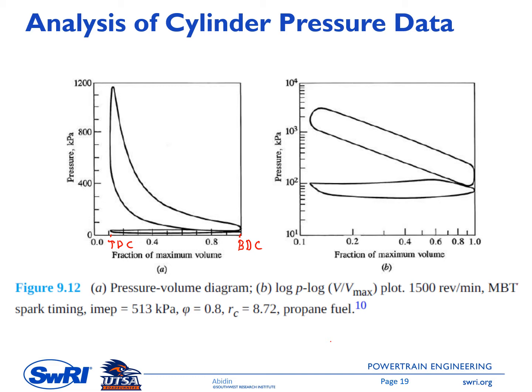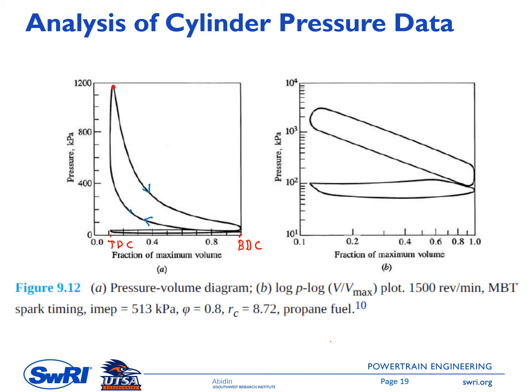So we can identify that we have a compression stroke following this line. Then at the end of the compression stroke, we have a combustion process, which increases the cylinder pressure. We have the maximum pressure here, usually called the peak cylinder pressure. Then the piston moves back toward bottom dead center, having an expansion stroke.